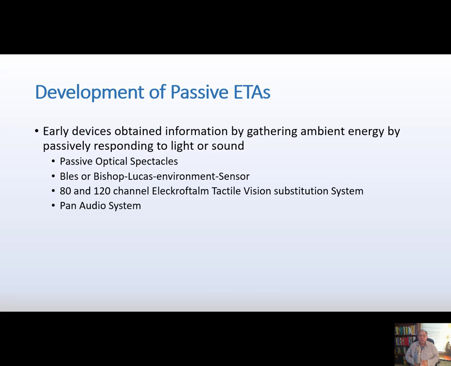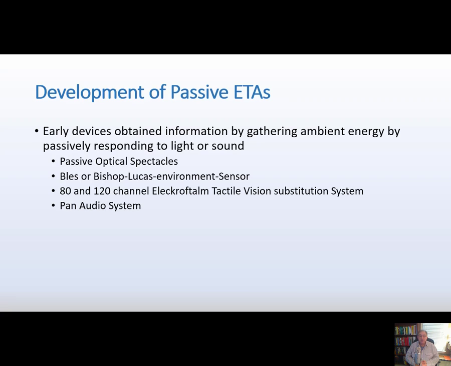The BLESS, or Bishop Lucas Environment Sensor, was in the shape of a mail tube, the kind you'd use to mail a picture, where you'd roll it up and put it in a tube. And it gave an auditory display relating to differences in light intensity regarding where somebody might be in their position in the environment. Another one was the 80 or the 120 channel Electrothalm. It was a tactile vision substitution system, and it used cameras to change light into a tactile display on an individual's forehead.